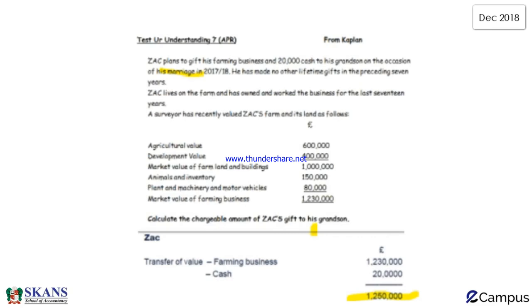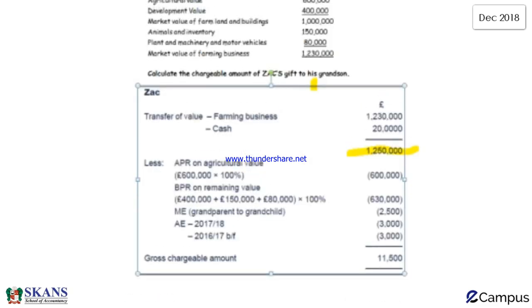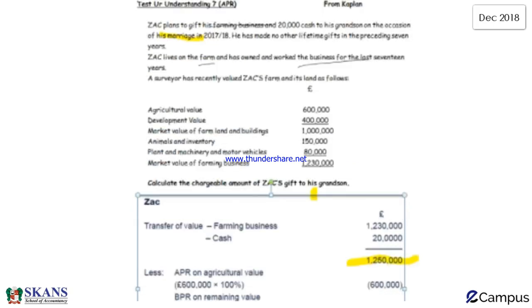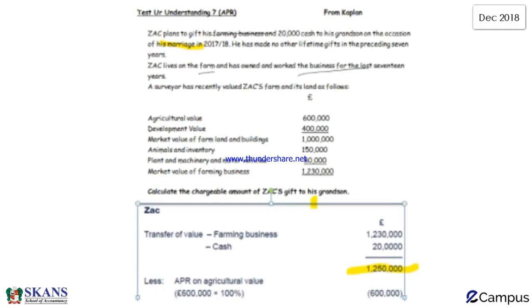As we know, he is transferring the farm along with this business. So, farming business is itself an unincorporated business, and these are assets of an unincorporated business. If these are assets of an unincorporated business which has been transferred, it would equally be entitled to claim BPR, but not on agricultural value. On agricultural value, we will claim APR. This development value will qualify for BPR.